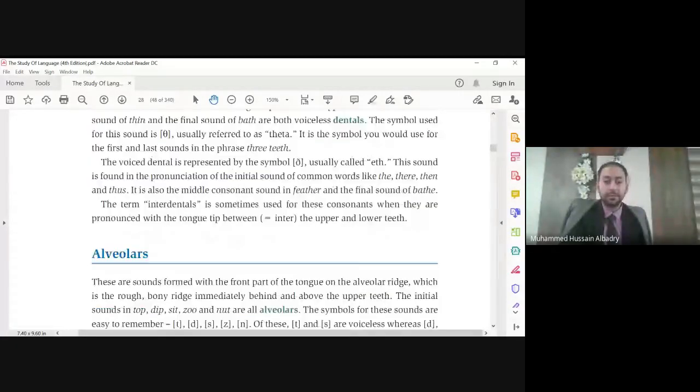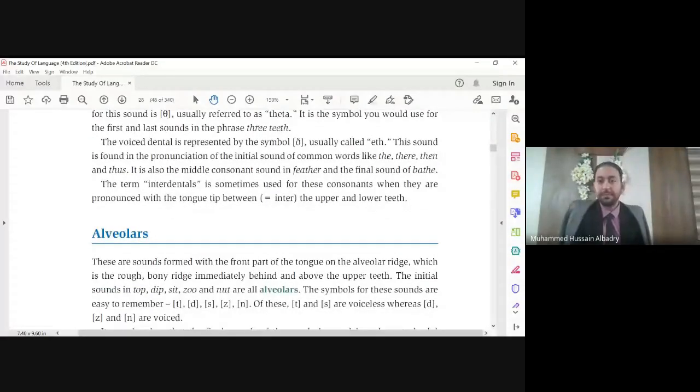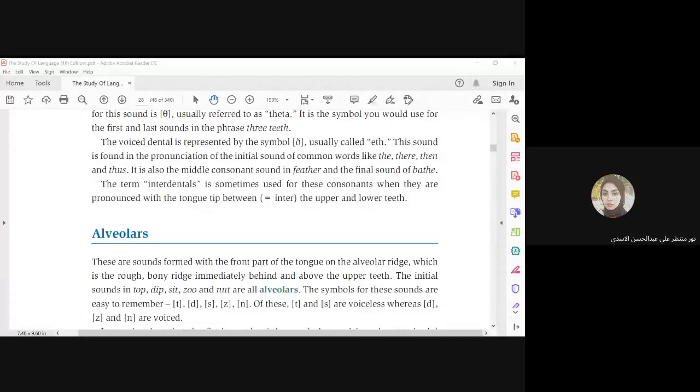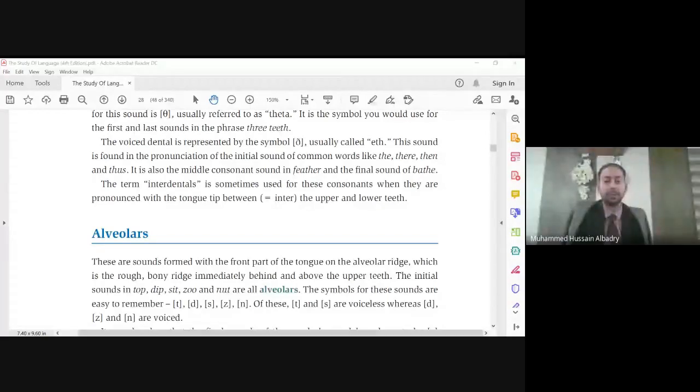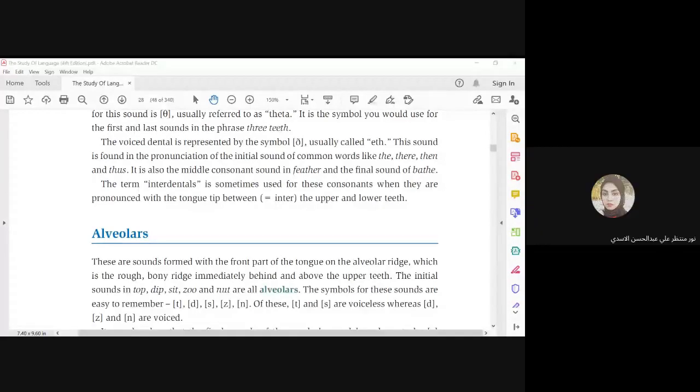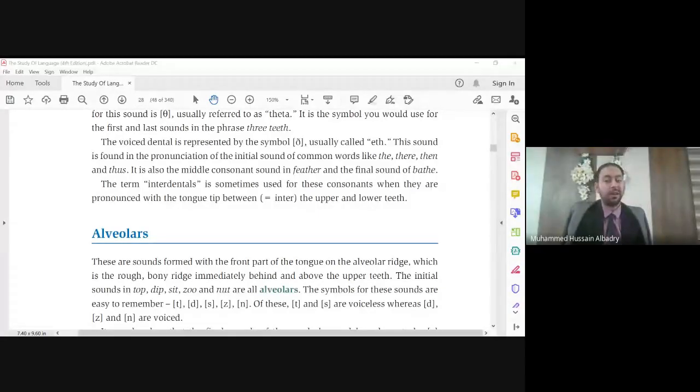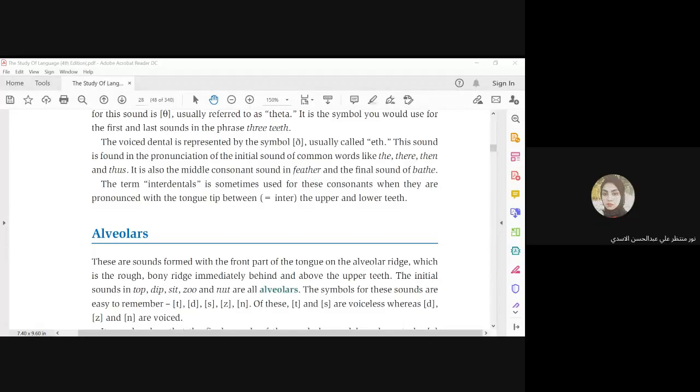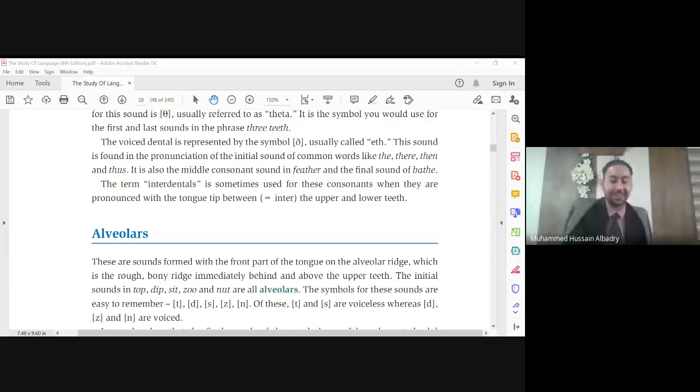Alveolar. Yes, sir. These are sounds formed with the front part of the tongue and the alveolar ridge. Like what? Like T, D, S, Z, N. Good. Are they the same, the front part of the tongue and the alveolar ridge? Yes, very good.